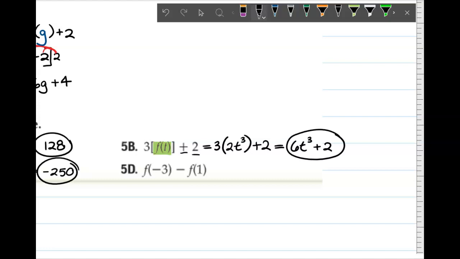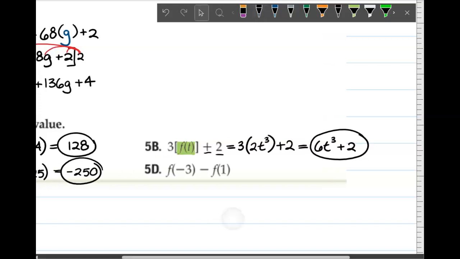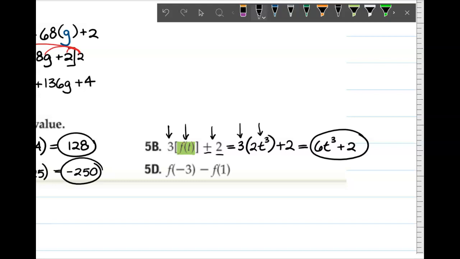That one was the hardest one. How's that one feeling? Does that make sense? 3 f of t plus 2. 3 f of t plus 2. We're just putting the entire function into the equation.